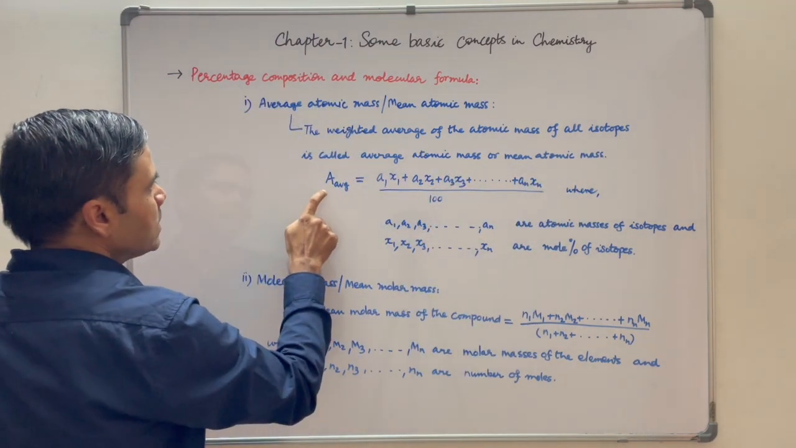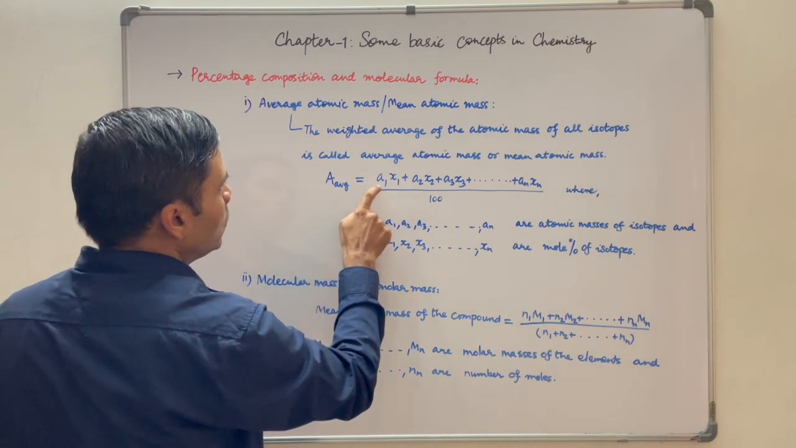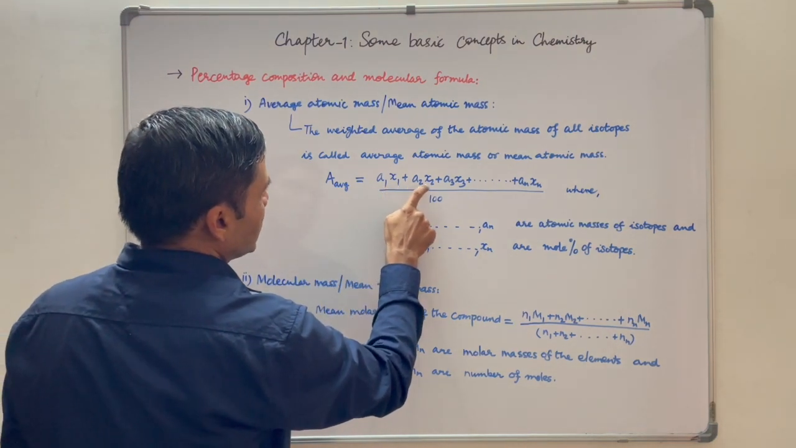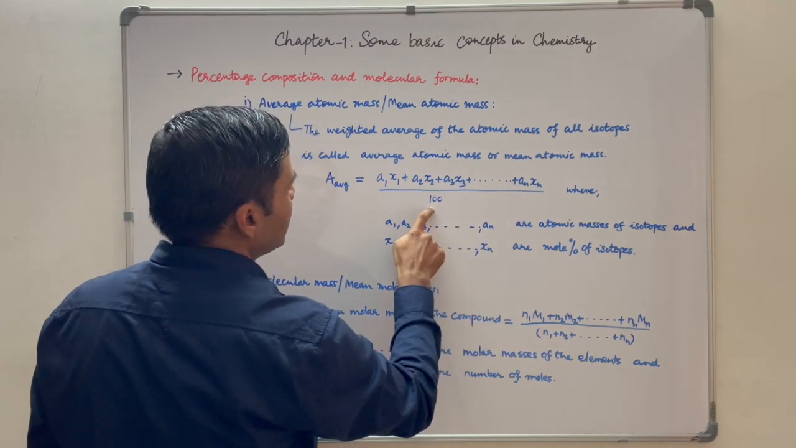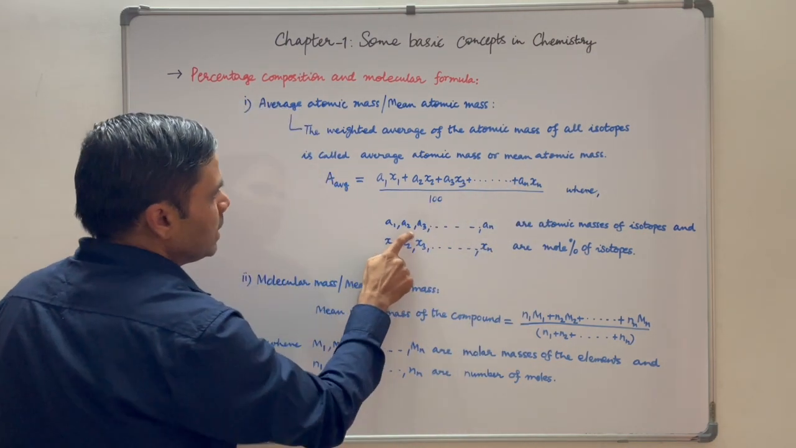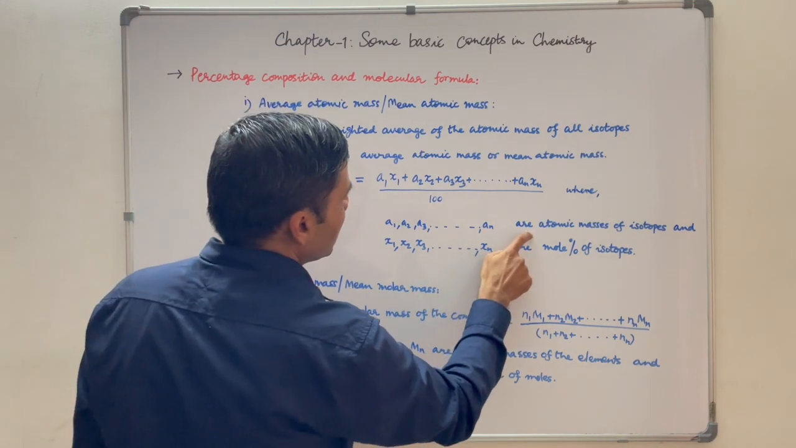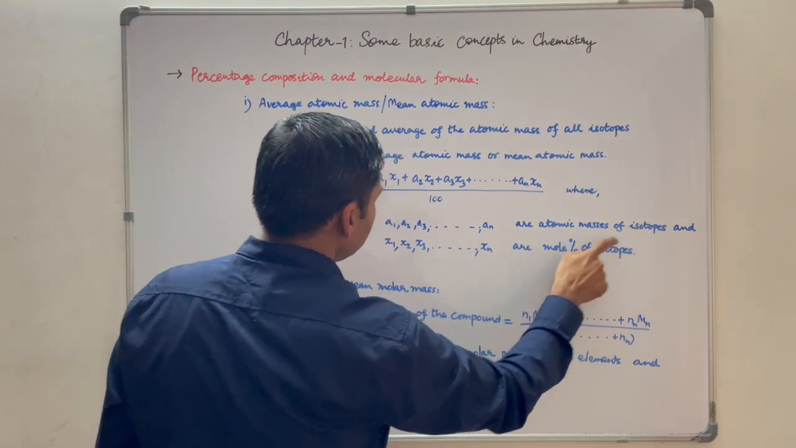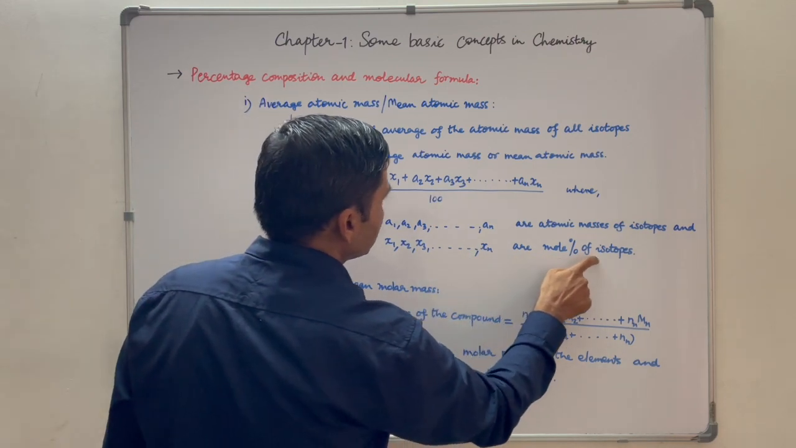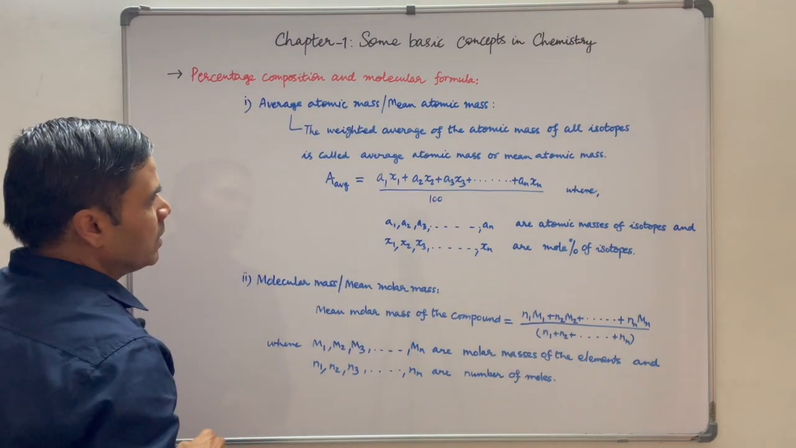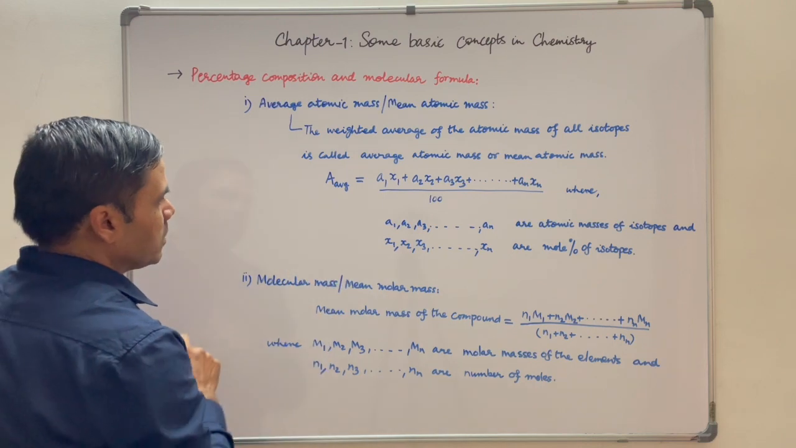So formula is A average is equal to A1x1 plus A2x2 plus A3x3 up to Anxn divided by 100, where A1, A2, A3 up to An are atomic masses of the isotopes and x1, x2, x3 up to xn are mole percentage of isotopes. We will see numericals based on it.